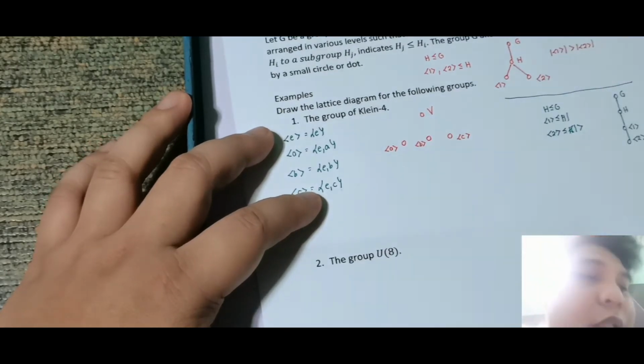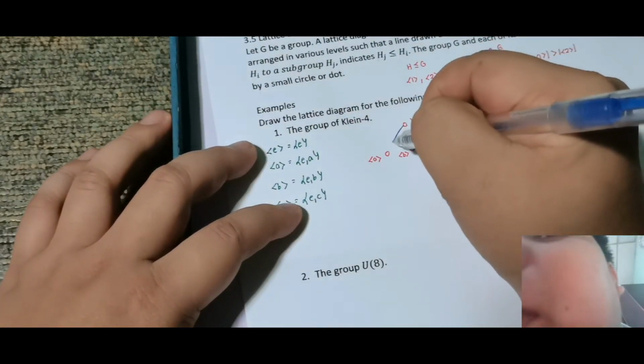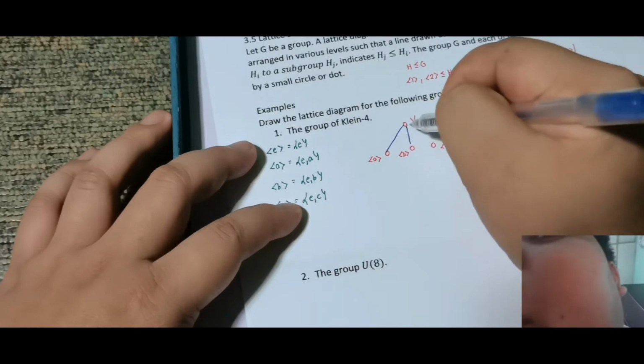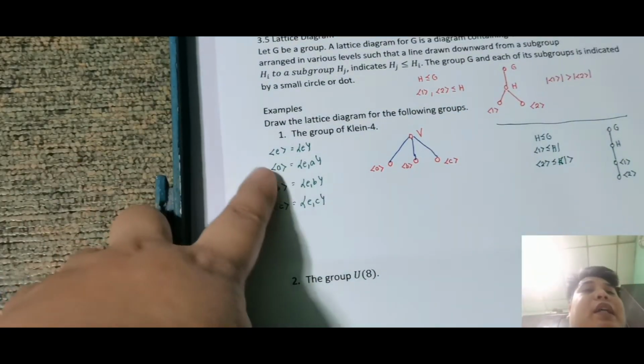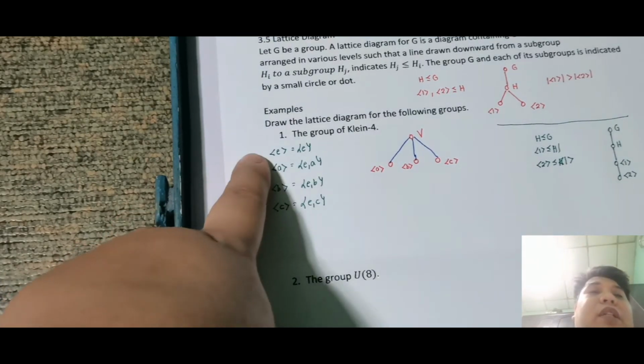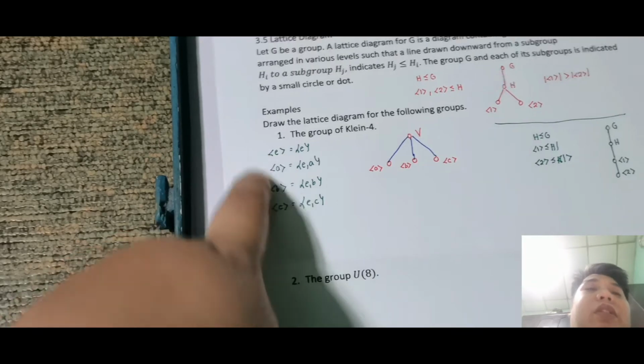Then lastly, kukonek ko yung tatlo na yan. So kukonek ko yan dito kasi lahat sila subgroup lang ni B, subgroup sila ni B, subgroup sila ni B, subgroup sila ni B. So ngayon, bakit sila pantay? Pare-parehas ng order. Now, pagdating sa huli, si E, lahat sila subgroup niya. Kumbaga, subgroup si E nung lahat ng yan.